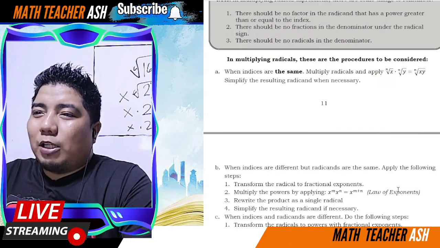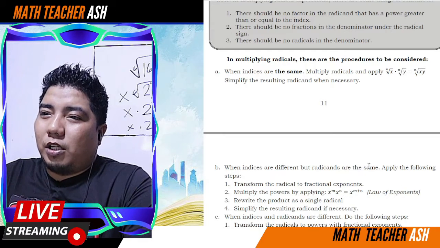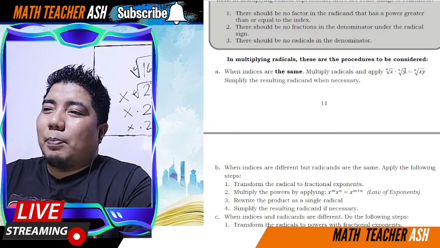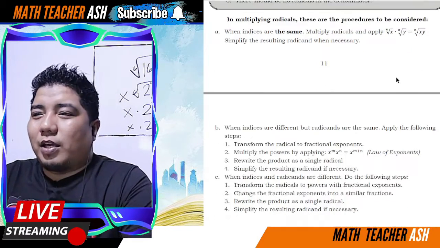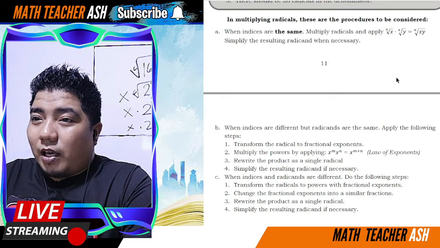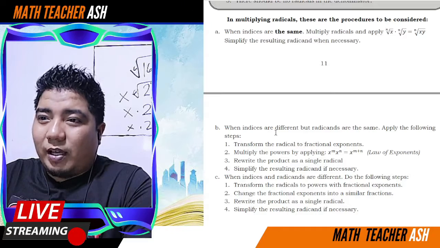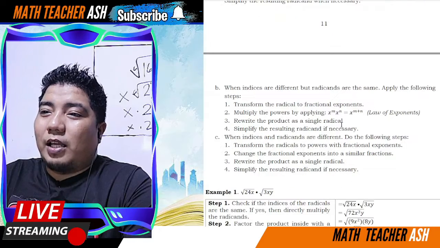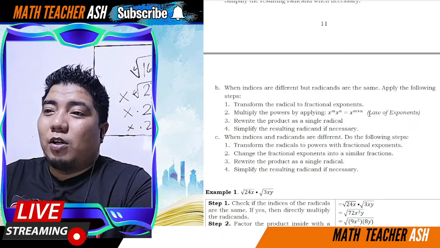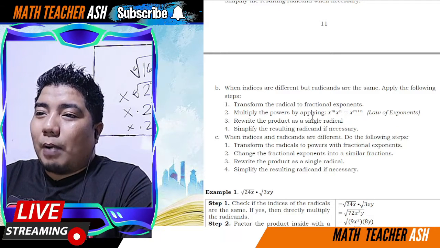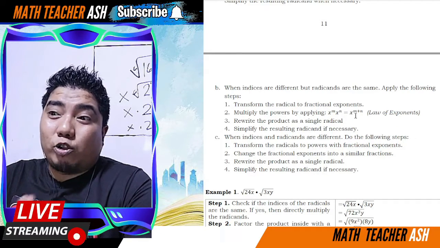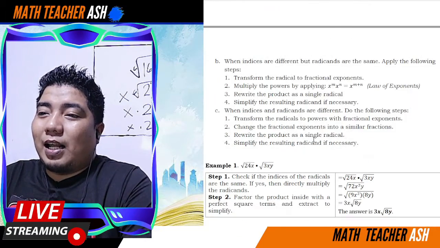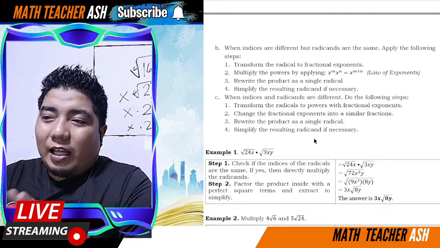Okay, so in multiplying radicals, these are the procedures to be considered. Okay, so when you multiply the same indices, you just copy the index and then you multiply the radicands. Okay, and then the final result, simplify it if necessary. Then, when the indices are different but radicals are the same, apply the steps. Transform the radicals to fractional exponents or rational exponents, and then multiply the powers by applying x to the power of m times x to the power of n, which is x to the power of m plus n. Rewrite the product as a single radical, then simplify the resulting radical if necessary. Okay, later on malalaman nyo yan.